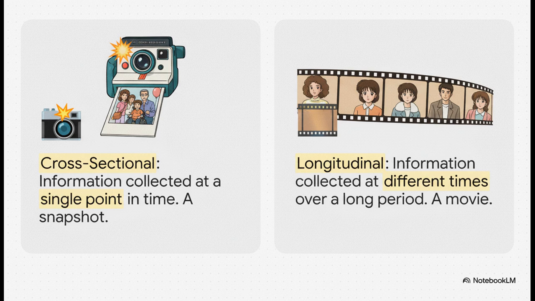And survey designs really come in two main flavors. The easiest way to think about it is snapshot versus movie. A cross-sectional design is like taking a single snapshot. You gather information from people at just one point in time. It gives you a fantastic picture of what's happening right now. A longitudinal design, though, that's like making a movie. You follow the exact same group of people and survey them again and again over a long period.